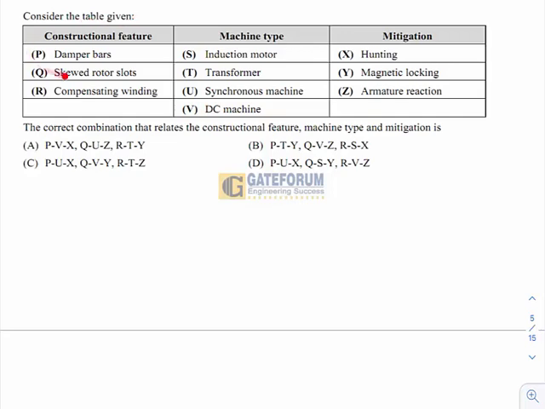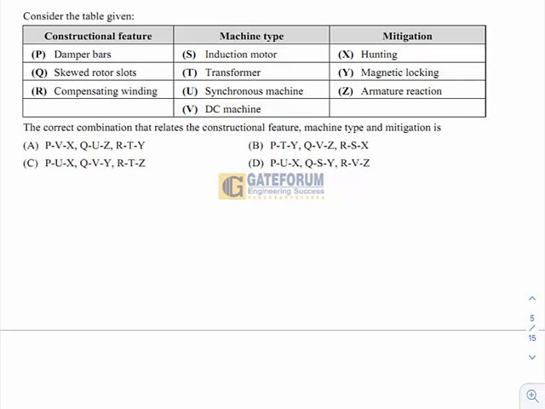Okay, in one column of the table they have given the constructional feature, machine type in the other column and mitigation in the third column, right? So they are asking that these constructional features are used in which particular machine to reduce the effect of this particular thing. That is, for what purpose this constructional feature will be used in this particular machine, that you have to identify, right?